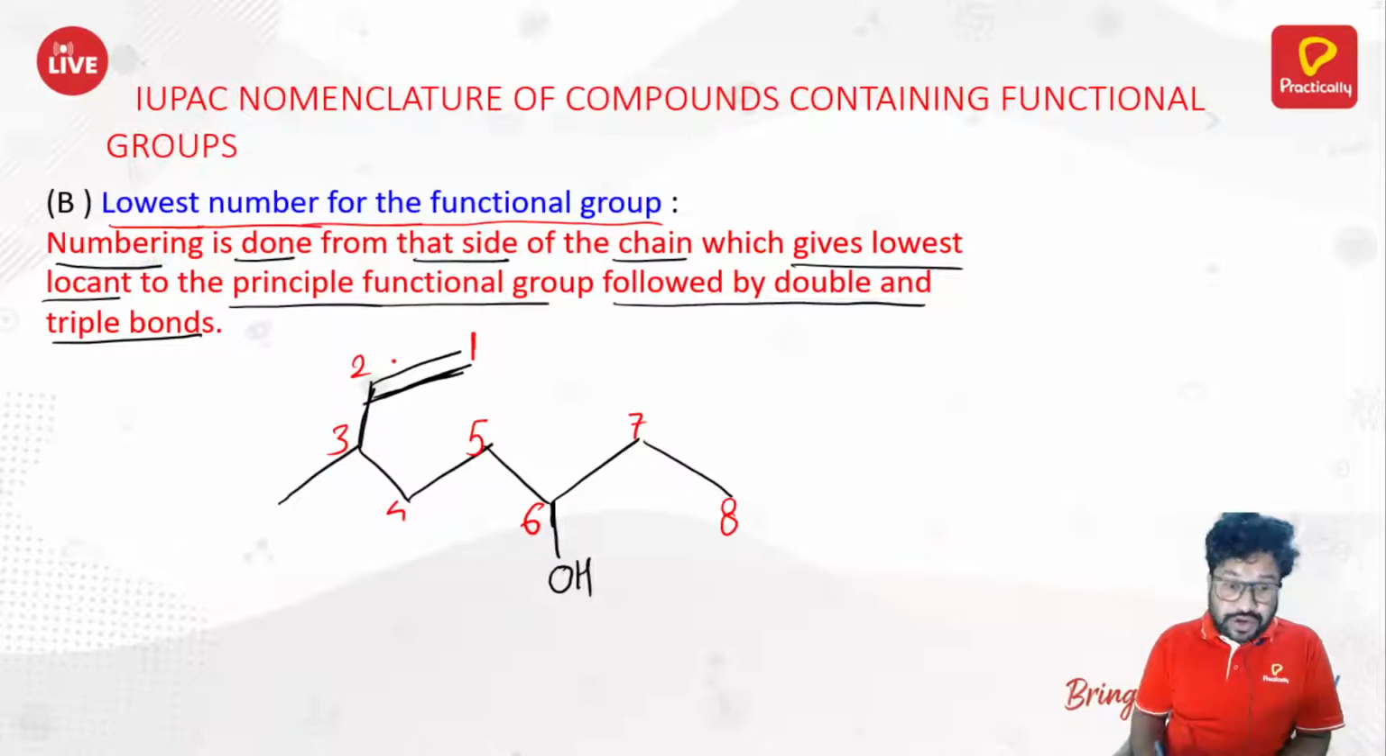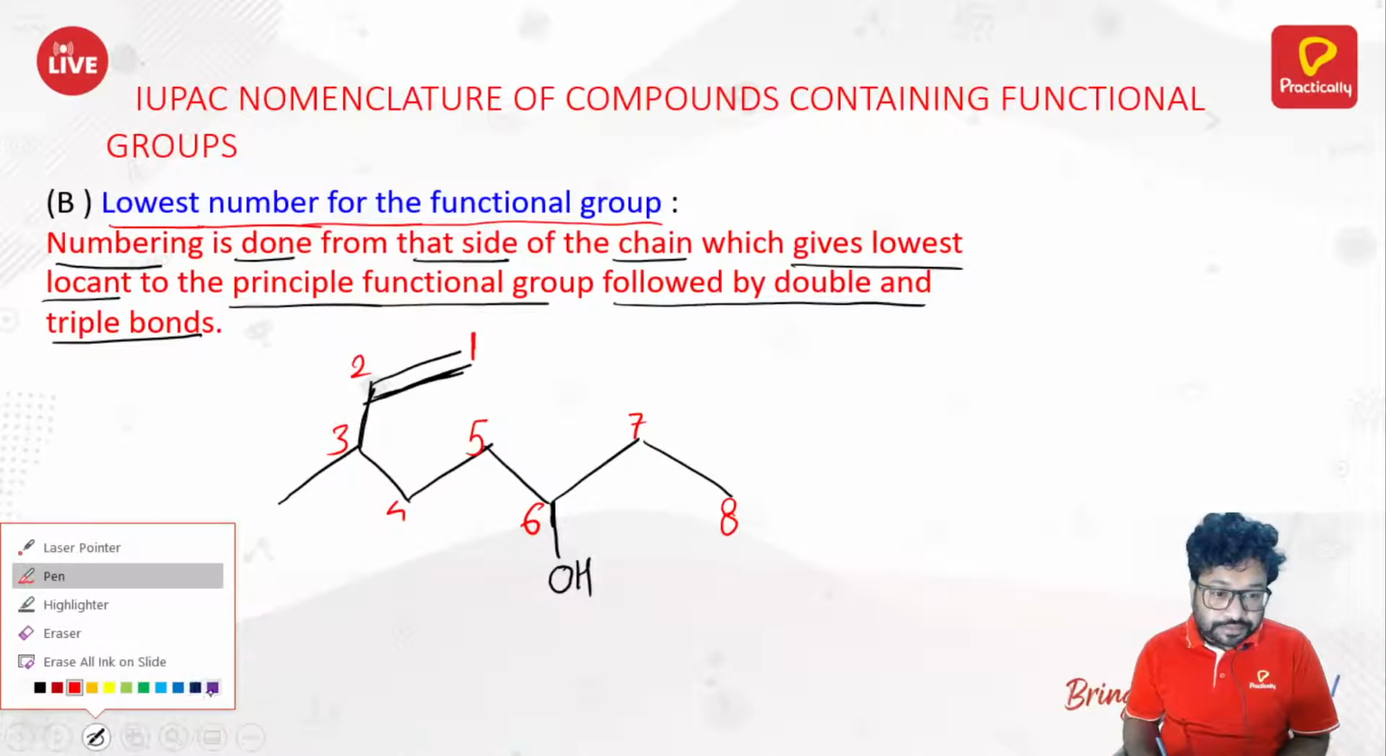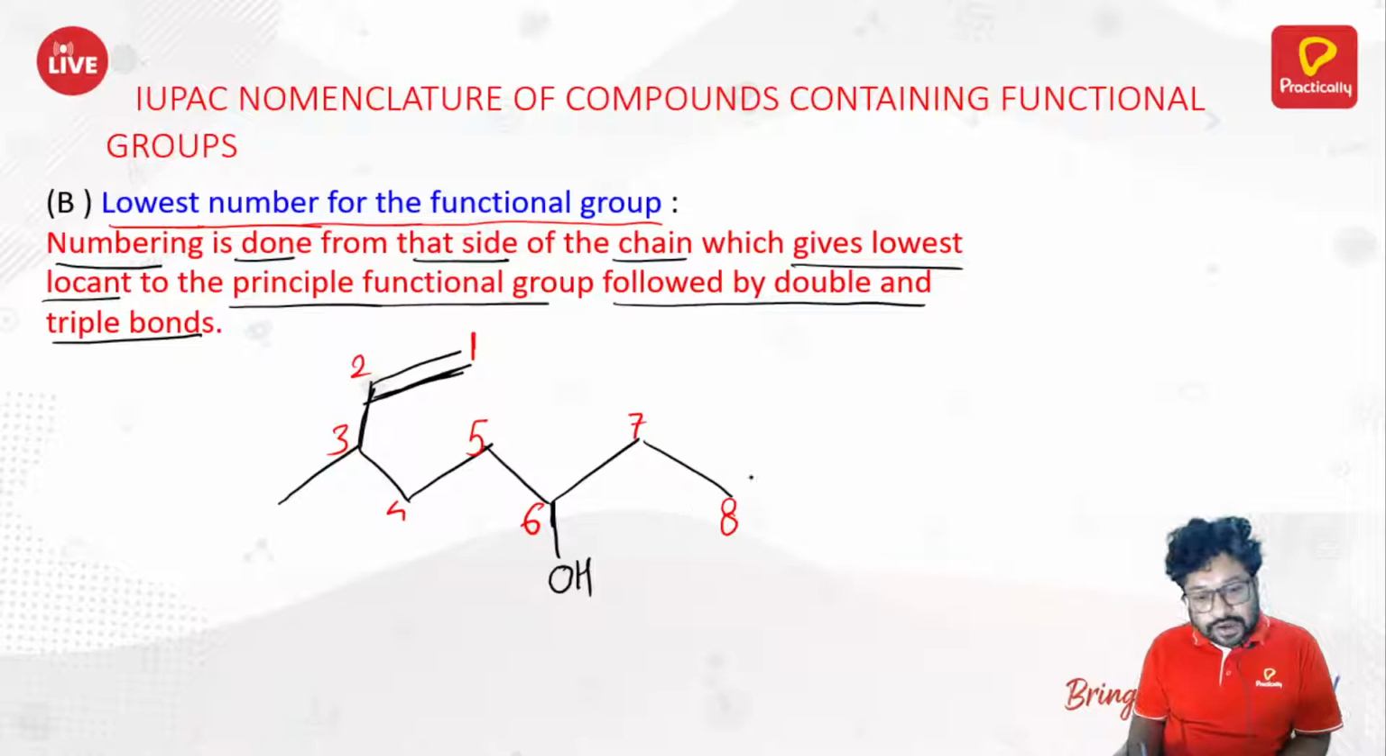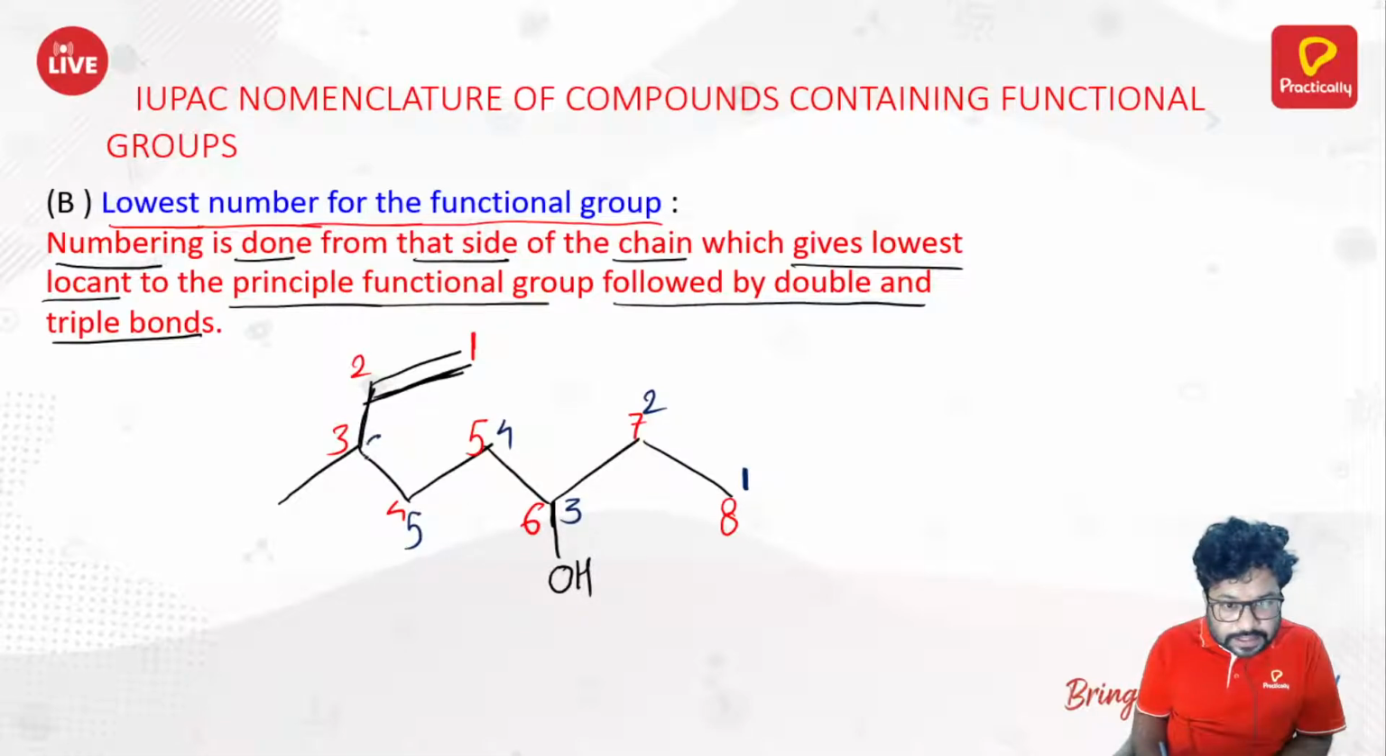But you need to consider the double bond. So what is the second option then? The second option is that you go by this. This is your first carbon: 1, 2, 3, 4, 5, 6. If you go here, you will get a 7. If you go above, you will get 7 and 8.